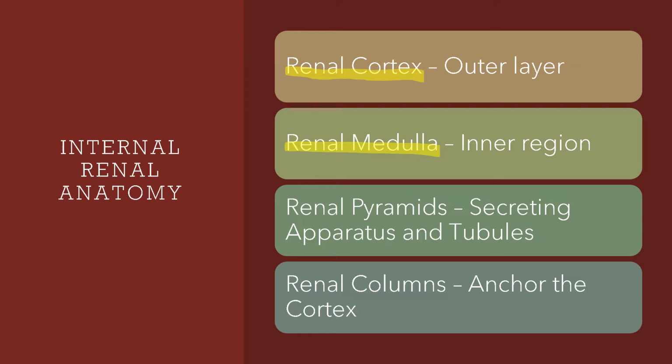Now, within the renal medulla, there are several renal pyramids. And the portions of the renal cortex between the renal pyramids are called renal columns. Now the renal pyramids consist of the secreting apparatuses and the tubules of the kidneys, and the renal columns will anchor the cortex.